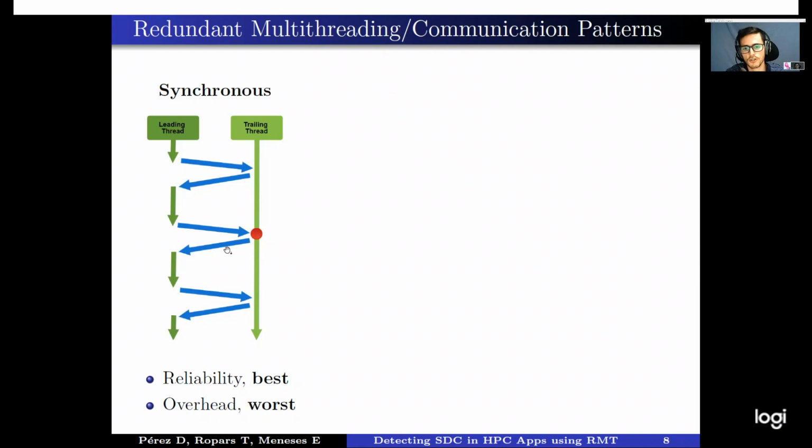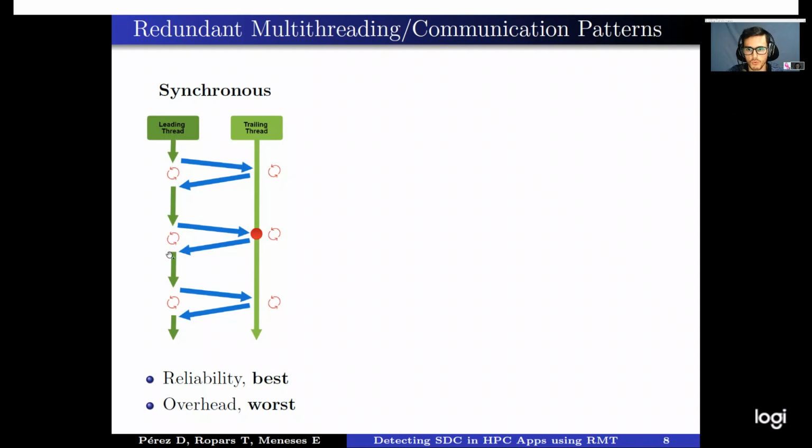These red dots exemplify the volatile points of the applications. These blue arrows represent the data that is being transferred between the threads. And as can be seen here in the synchronous approach, the leading thread is going to stop and wait after every calculation for a check of correctness from the trailing thread before continuing. So as can be seen, there are a lot of waiting points.